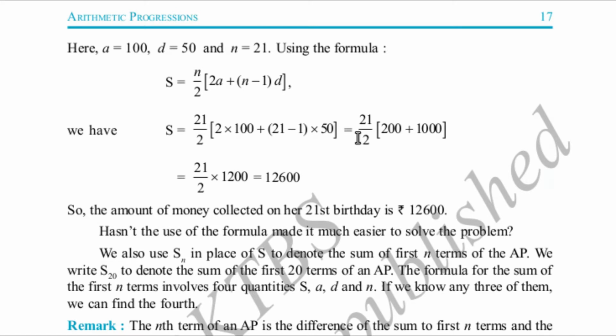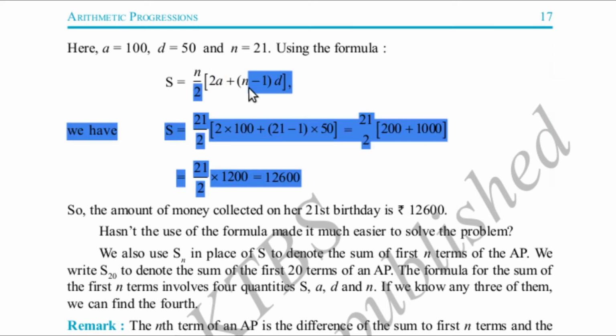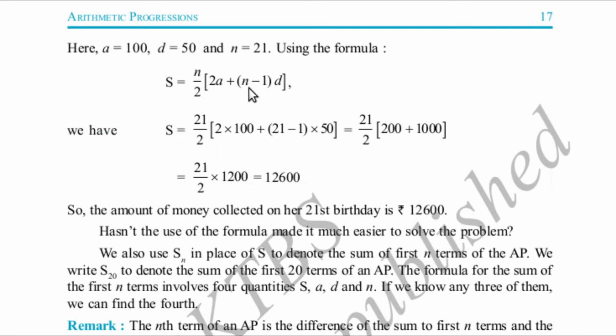When we solve the equation, we will get 21 divided by 2 into 200 plus 20 into 50, which is 1000. Finally, the sum at the end is 12,600 rupees. So the amount collected on her 21st birthday is 12,600 rupees. We don't have to add from first year to 21st year. Instead, we can use this simple equation to find the sum of n terms in an arithmetic progression.